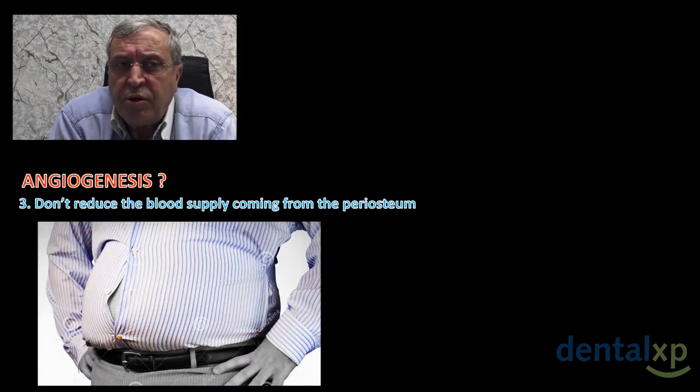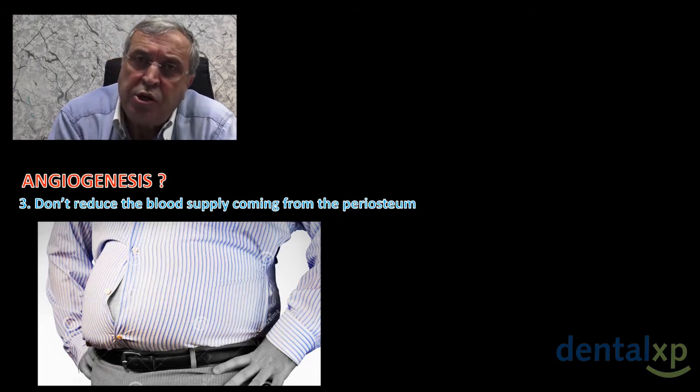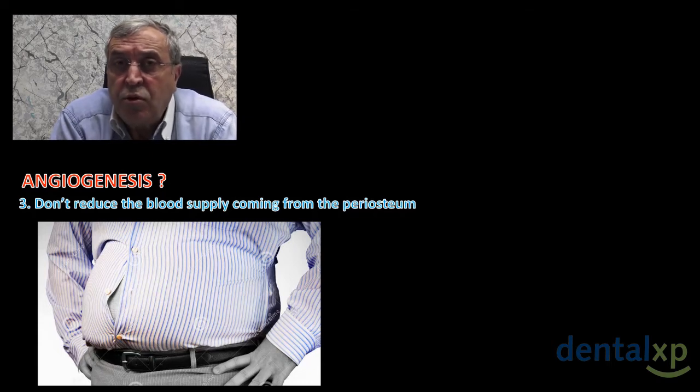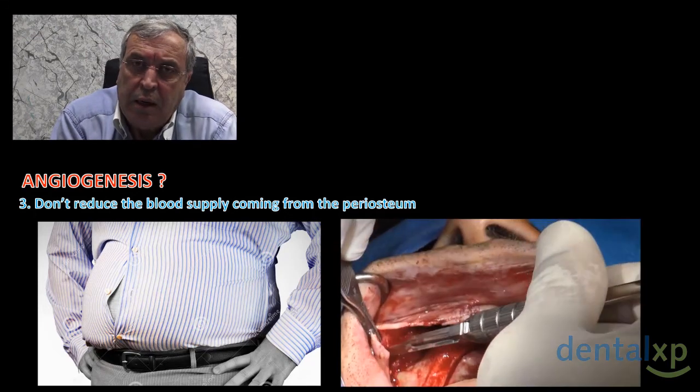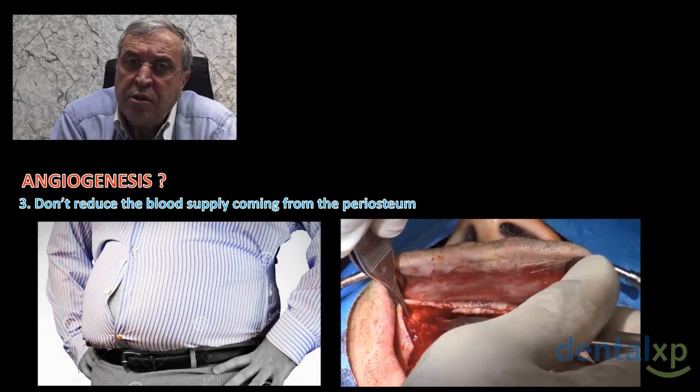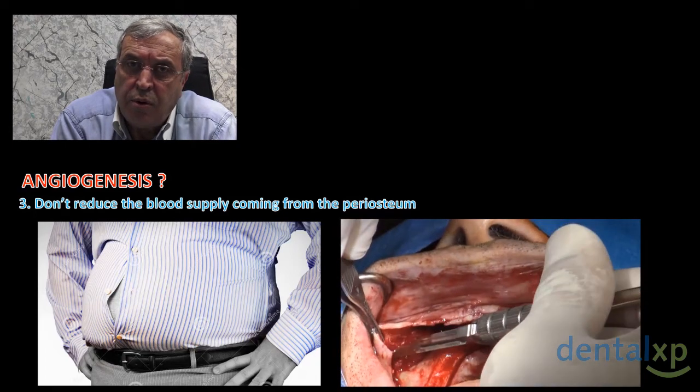Let's talk about angiogenesis again. This is the main topic. Don't reduce the blood supply coming from the person. When we do bone augmentation and we want to close the flap, we cut the periosteum. Is it good to cut? No, but we have to cut. But we know that this incision will reduce the blood supply. This incision is not a good protocol.